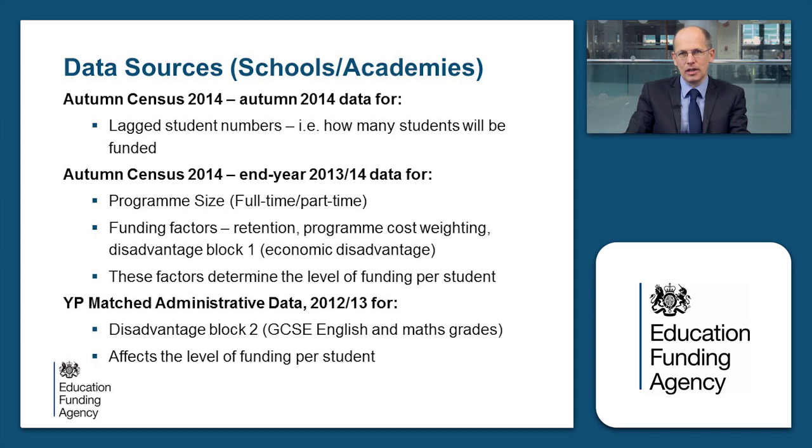The one exception is the data used to calculate disadvantaged block 2. That is, the funding based on the numbers of students without a GCSE grade C in English or maths. In that case, we will use matched data, which includes achievements at age 16, to determine the amount of additional funding that you are eligible for.